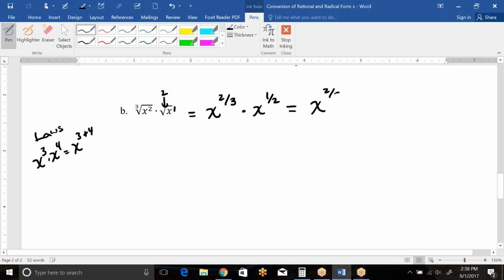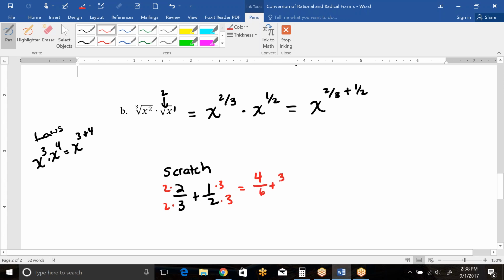Now, the problem is when we try to add 2/3 and 1/2, they're not the same denominator. So I'm going to do a little scratch work. 2/3 plus 1/2. I need a common denominator. So if I multiply this fraction by 2 over 2 and this one by 3 over 3, we get 4 over 6 plus 3 over 6, which is 7 over 6. So we actually get that this works out to x, and it's 7/6 as the exponent.